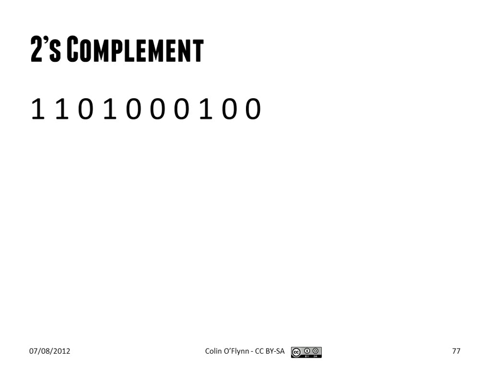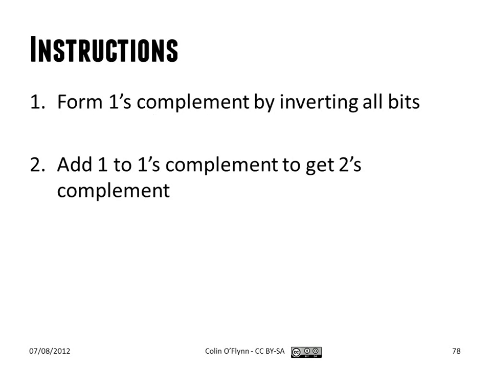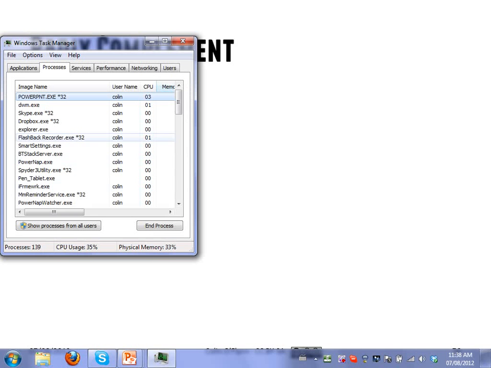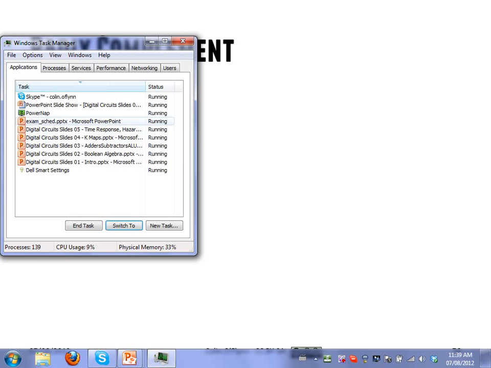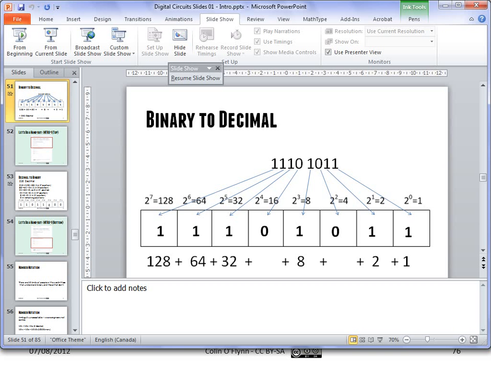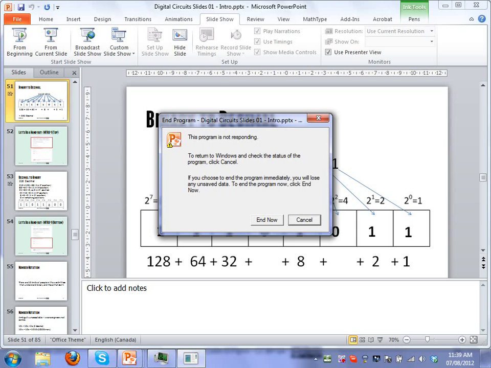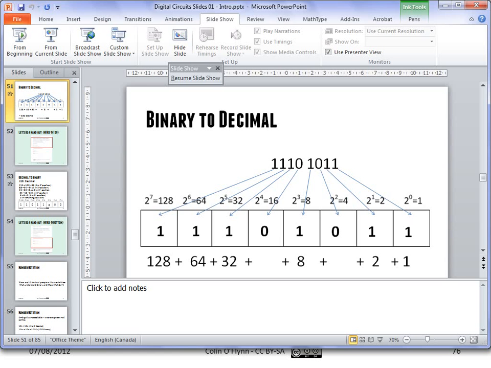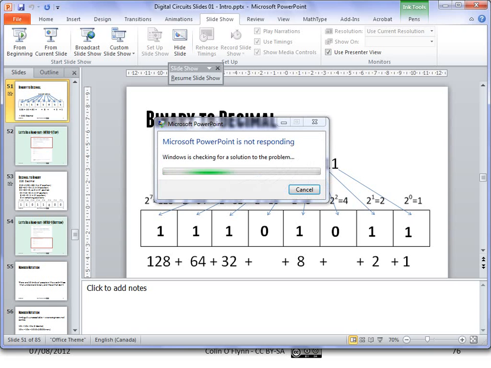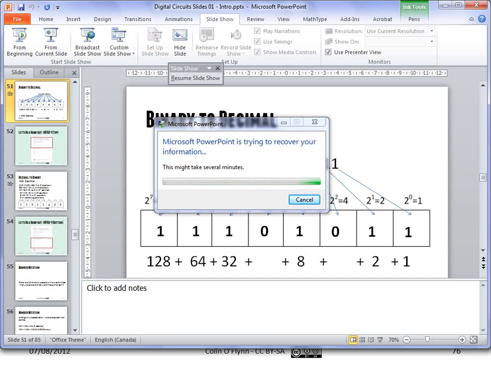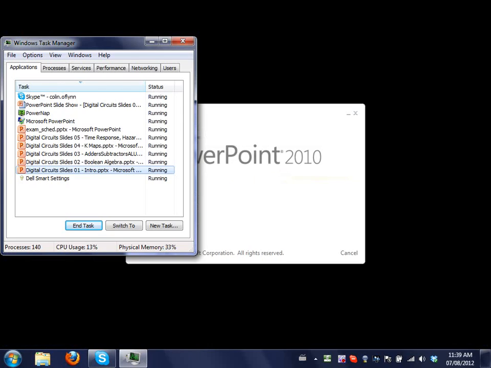So if we want to take a complement of a number, there's sort of two ways to do it. So the first way is to create the ones complement, and then add one to it. You create the ones complement by just inverting the whole thing. And then you just add one to it using your normal binary addition. There you go.